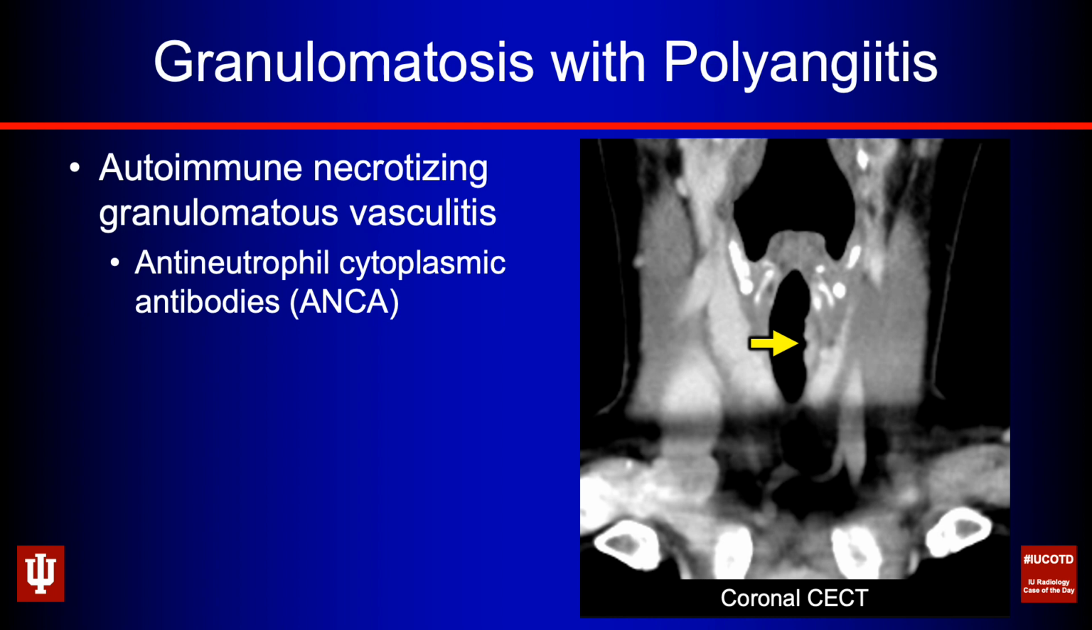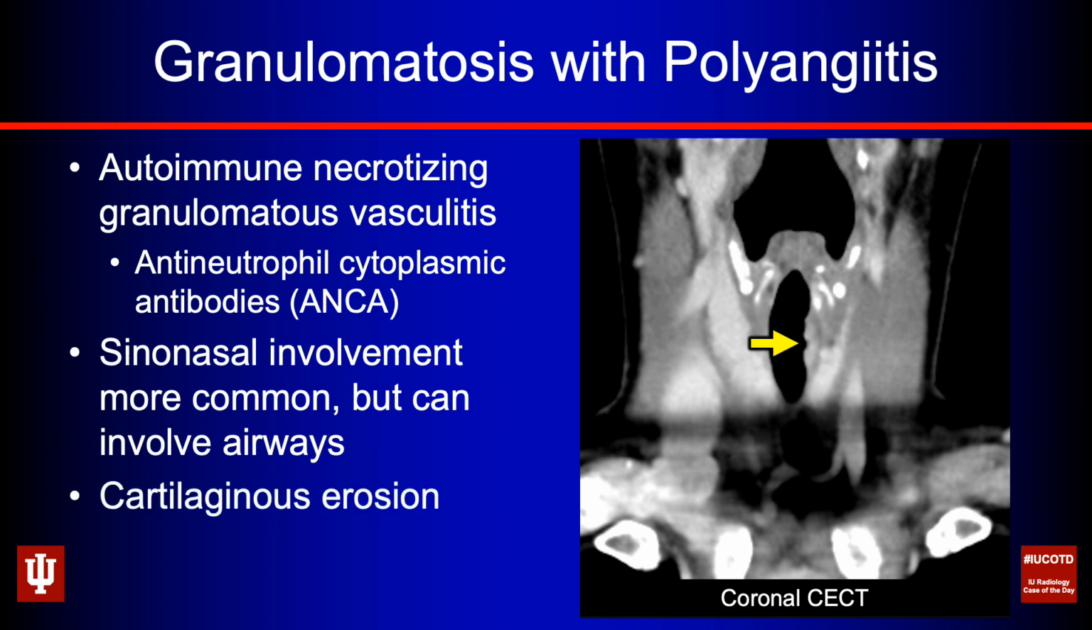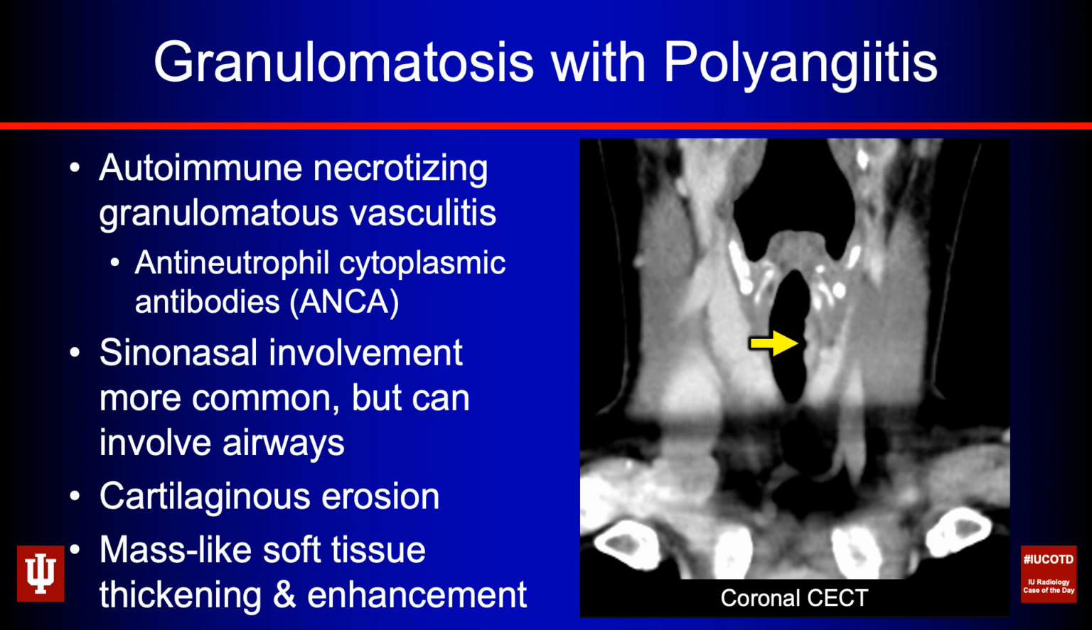Next, we have granulomatosis with polyangiitis, and this is an autoimmune necrotizing granulomatous vasculitis. And these patients will have anti-neutrophil cytoplasmic antibodies, or ANCA. And we always think of it in the head and neck world as being a sinonasal process, and it is. I mean, that's the most common presentation, but it can involve any of the airways, and the trachea is no exception. These patients will get cartilaginous erosion. They can even have mass-like soft tissue thickened areas along the airways.